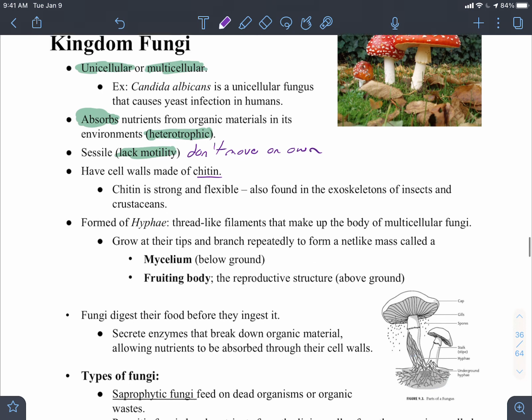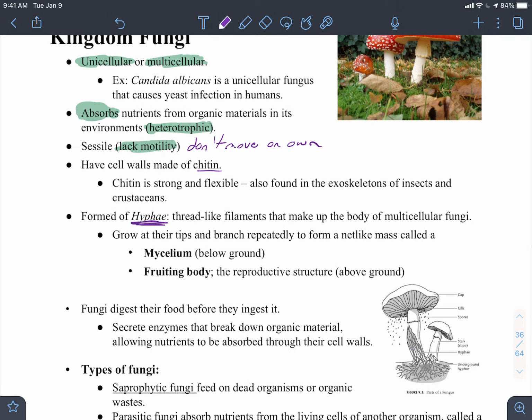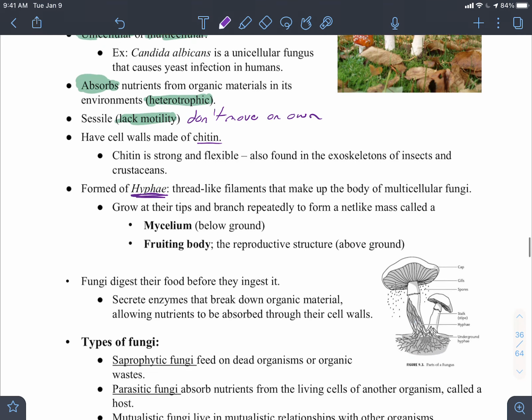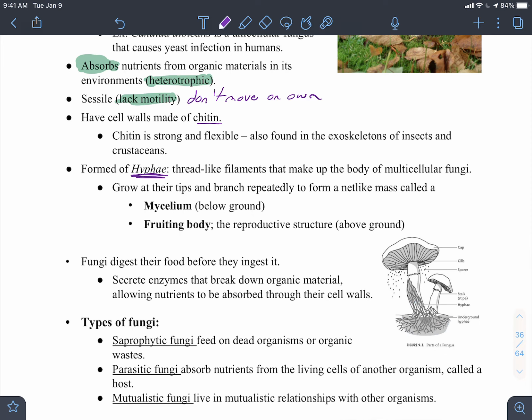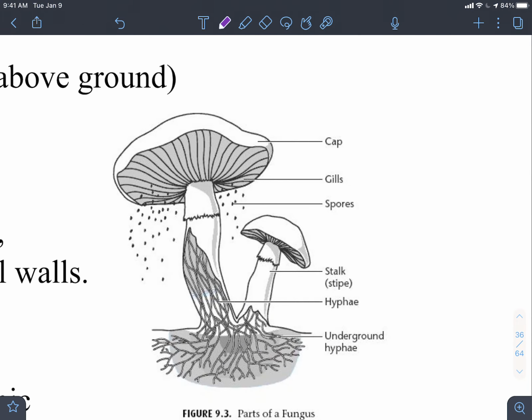They also form these hyphae, and that's a major structure in many of the multicellular funguses. They're these thread-like filaments, and they make up the bodies of multicellular fungi. So multicellular fungi might look like they have multiple organs, but they don't have multiple tissues really. They have a single type of tissue, the hyphae, these long threads, and all the threads kind of weave together. As they are woven together, they form different structures that look like they're made of different tissue, but they're actually made of all the same type of cell.